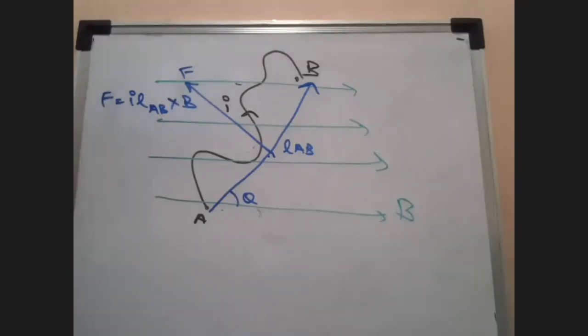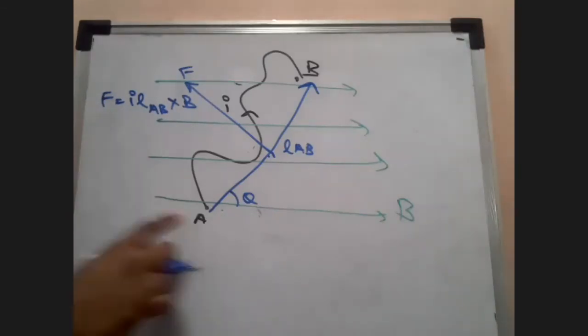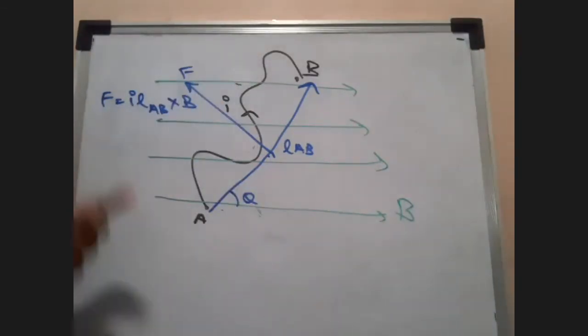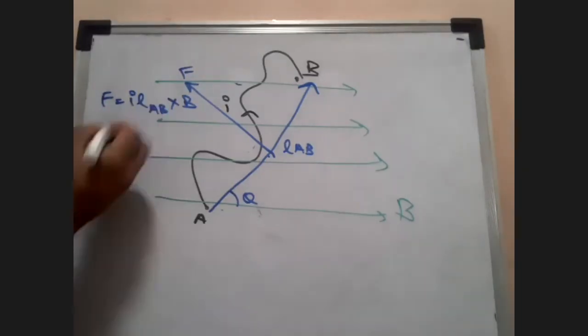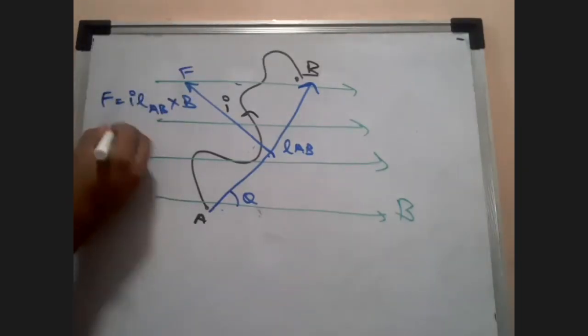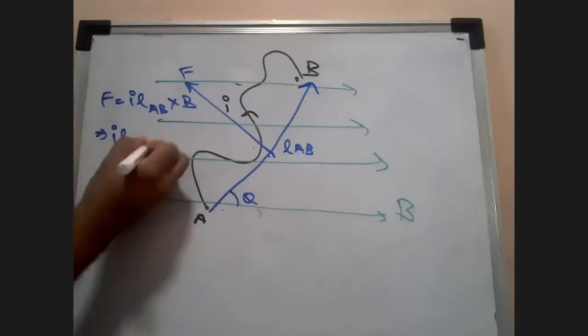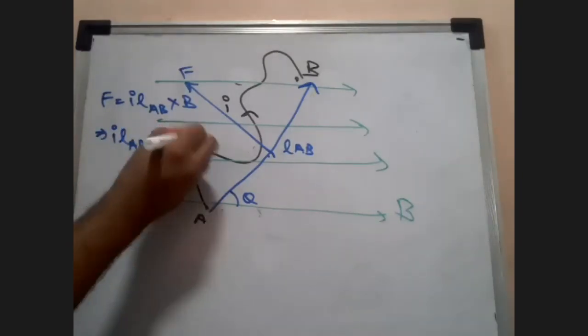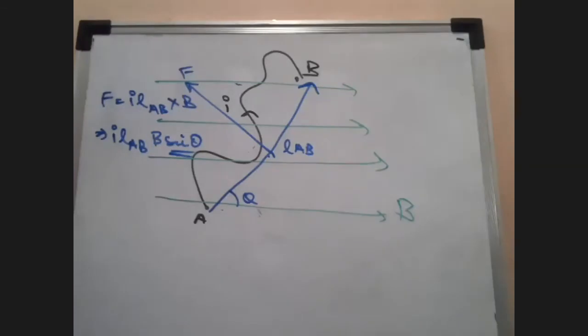But students, listen to me. You cannot take the length vector in this case directly as L_AB, because there will be some sine theta associated with this as soon as you open it: I L_AB into B sine theta. To eradicate this sine theta, what can we do, students?